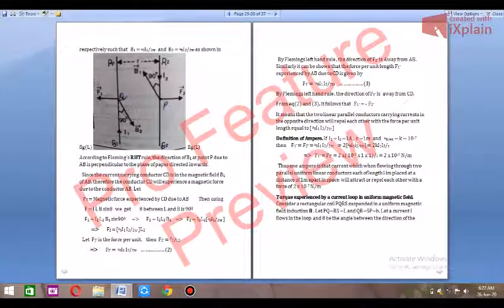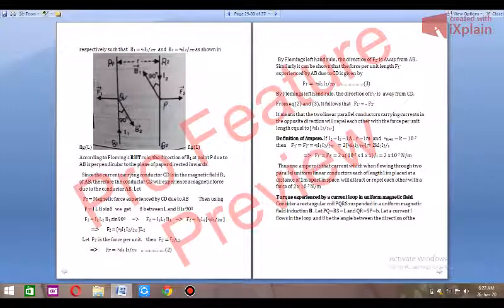Then using F is equal to I L B sine theta, we get F2 is equal to I2 L2 B1 sine 90, which implies F2 is equal to I2 L2 B1, since sine theta is 1 for 90 degrees. This implies F2 is equal to I2 L2 mu naught I1 upon 2 pi R. So F2 will be equal to mu naught I1 I2 upon 2 pi R times L2.